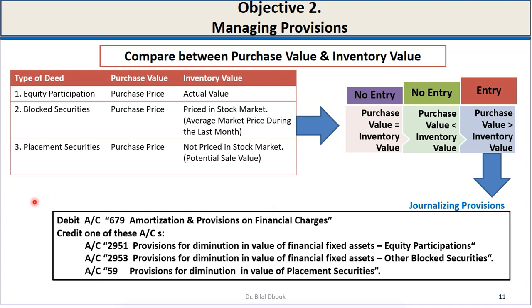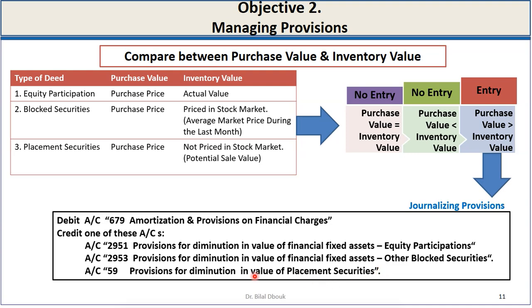What is the accounting entry according to the Lebanese chart of accounts? Here we debit account 679, amortization and provisions on financial charges, and we credit one of these accounts according to the type of financial instrument that we have. So we credit 2951, which is provision for diminution in value of financial fixed assets related to equity participations, account 2953 for other blocked securities, and account 59 for placement securities.